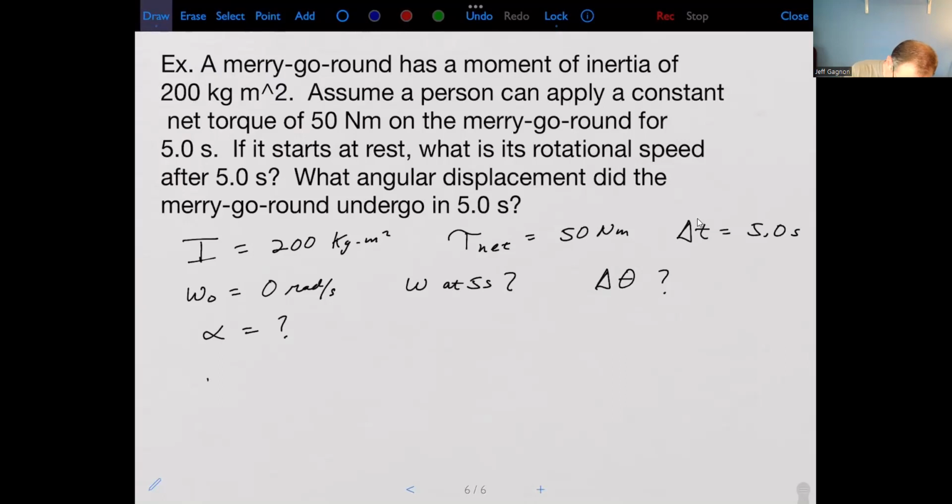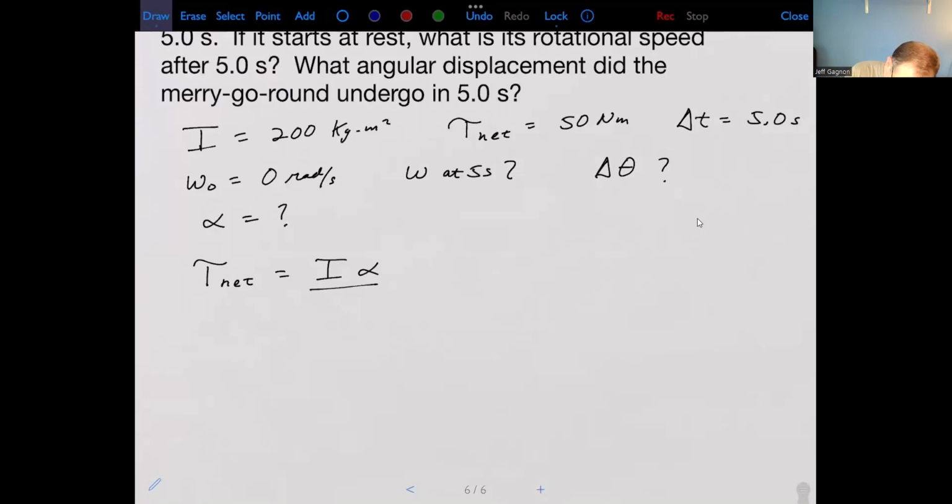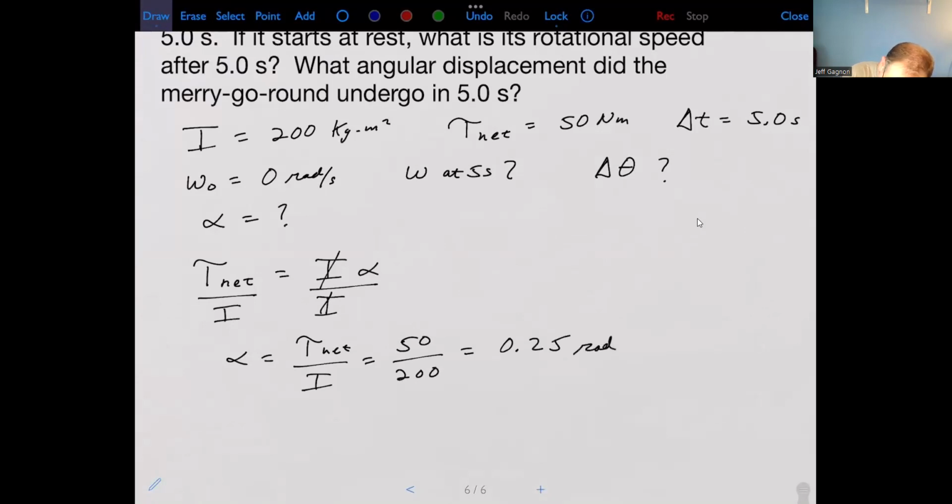So again, tau net is equal to I times alpha. So if I divide both sides by I, that'll cancel, and that'll give me alpha, right? So alpha in this case is going to be 50. So it'll be the net torque divided by I. So it'll be 50 divided by 200, which is going to be 0.25 radians per second squared. So I know alpha now.